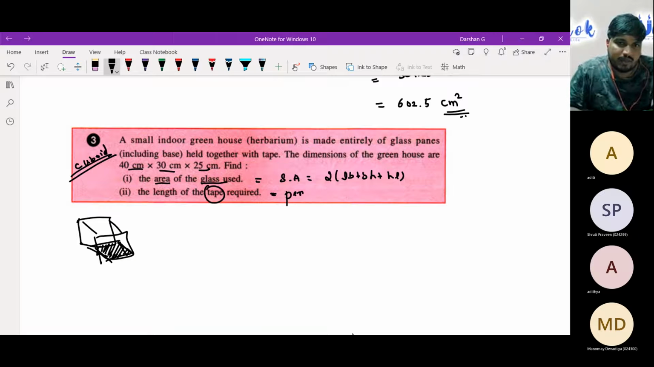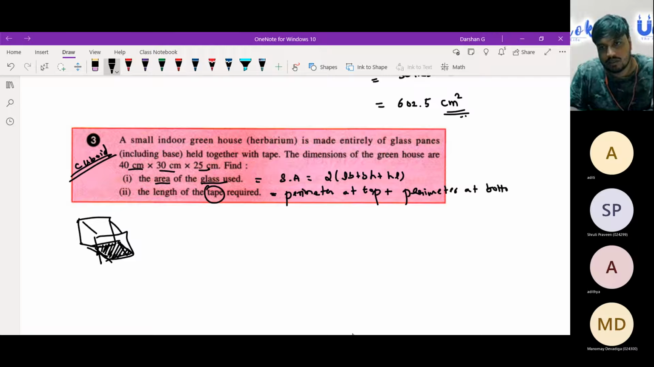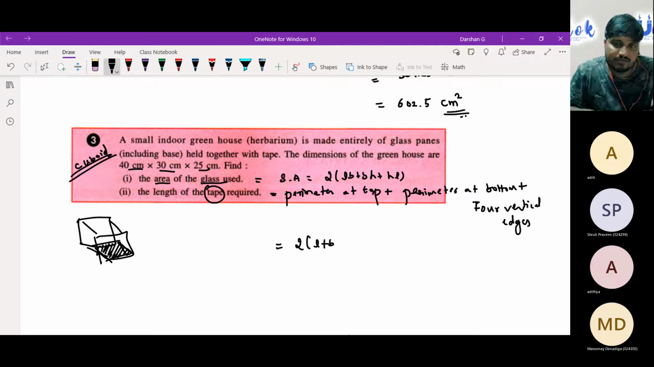So it would be perimeter at the top plus perimeter at bottom plus perimeter for vertical edges. For vertical edges. Okay. Can somebody tell what is the perimeter for the first one, at the top? So it would be a rectangle. So it is 2 times (length plus breadth).